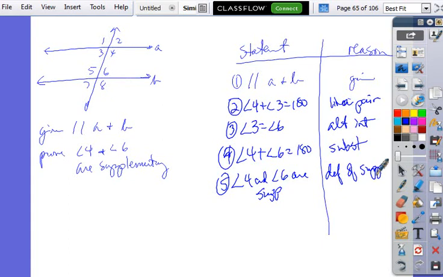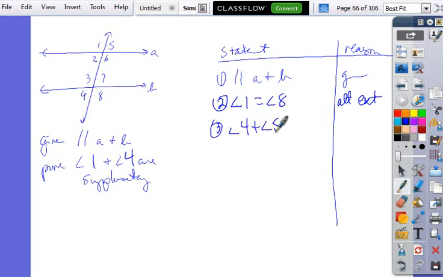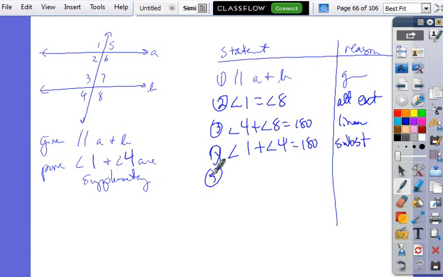What do we want to start with? Angles 1 and 8 are alternate exterior. So angle 1 is equal to angle 8 by alternate exterior, and 4 and 8 are linear, so 4 plus 8 is 180 because of linear. By substitution, angle 1 plus angle 4 is 180. And if angle 1 and angle 4 add up to 180, they are supplementary by the definition of supplementary angles.